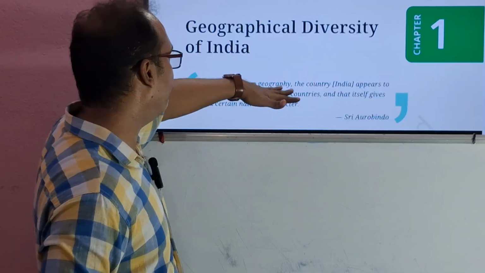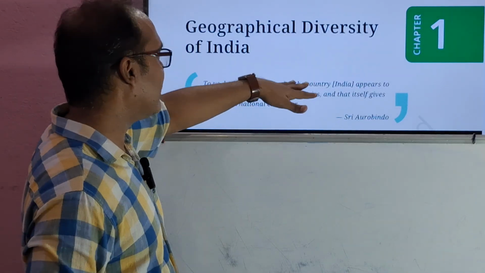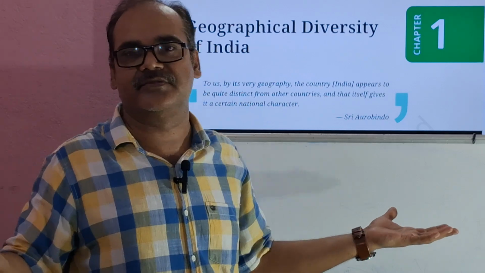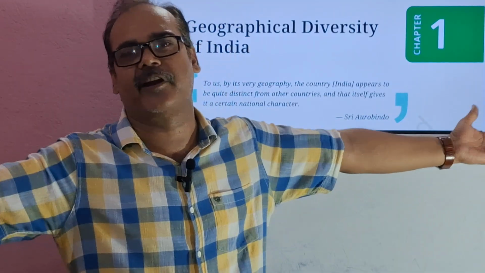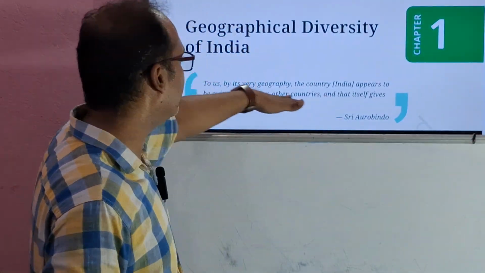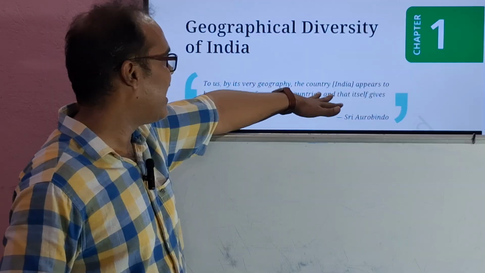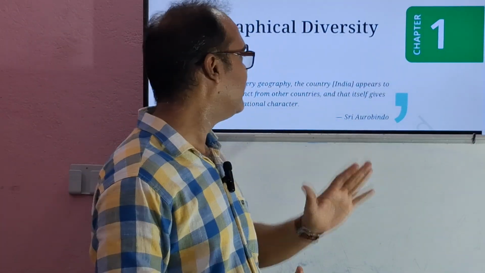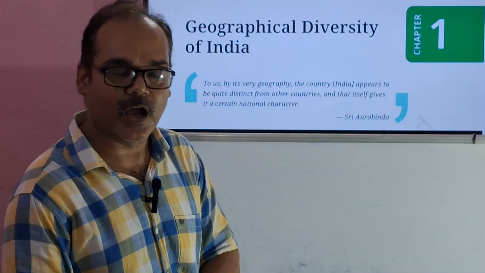To us, by its very geography, the country India appears to be quite distinct from other countries. Some countries are too cold, some are too hot, some are sandy. But in our country, we have variety, which makes our country very beautiful, and that itself gives it a certain national character. It was said by Sri Aurobindo.